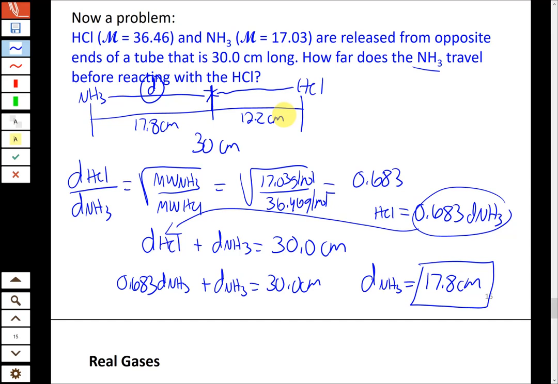So any questions on that one? It just takes it a little bit further by introducing, again, a second relationship that we have to use to find out the absolute distance for one of those two gases. And we could have set up either way. We could have solved for either of those distances. We would have gotten all the same information however we did it. All right, good on that?